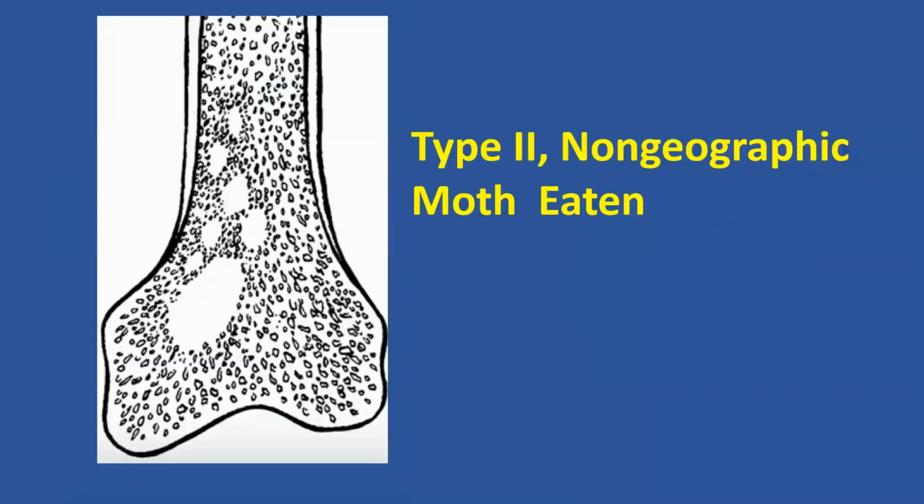This is an infiltrative lesion. It's a moss-eaten lesion. It tells you that the tumor is aggressive. This we see on plain X-rays. We see it. So you have to take a plain X-ray.